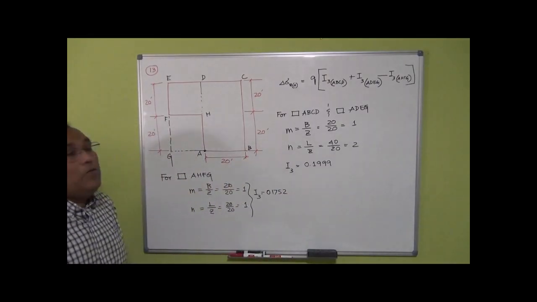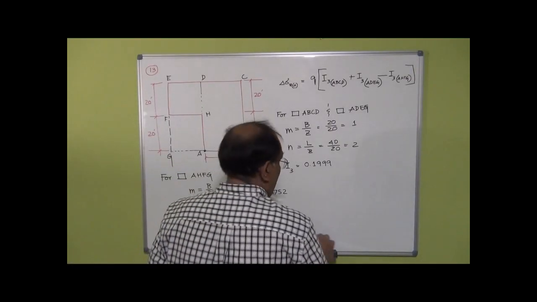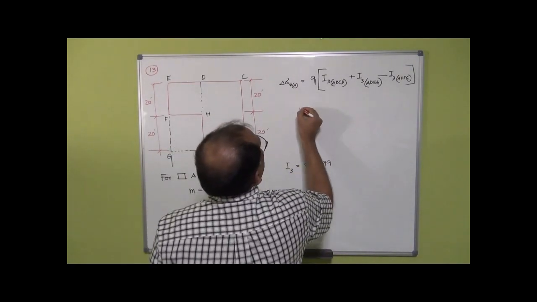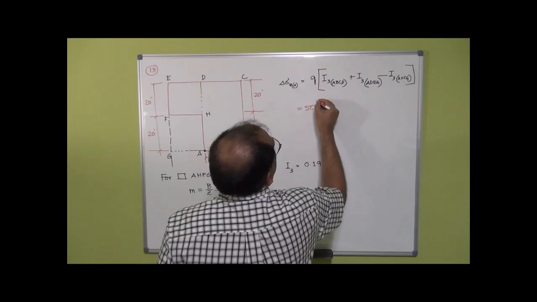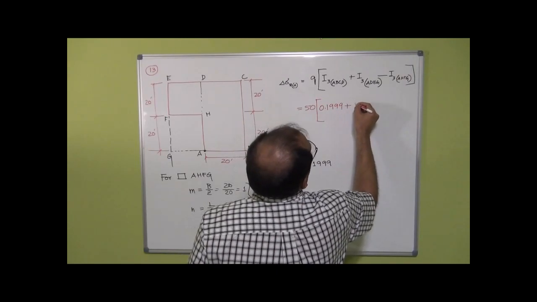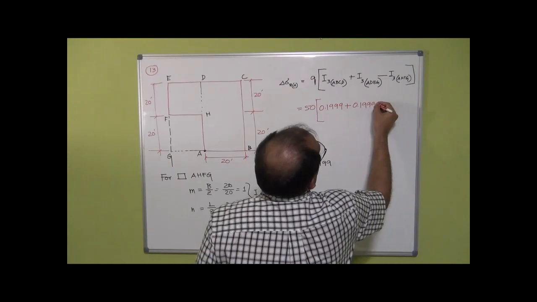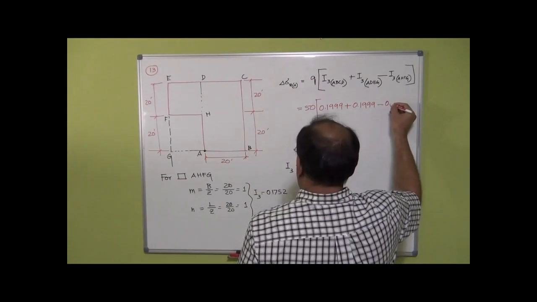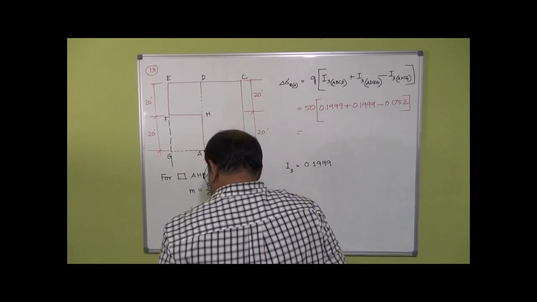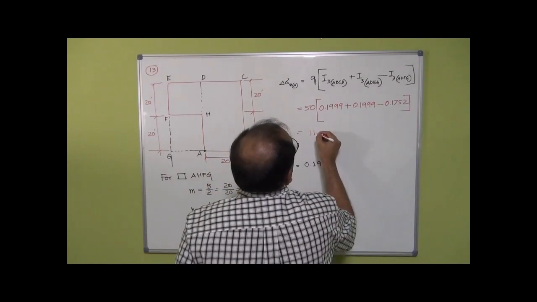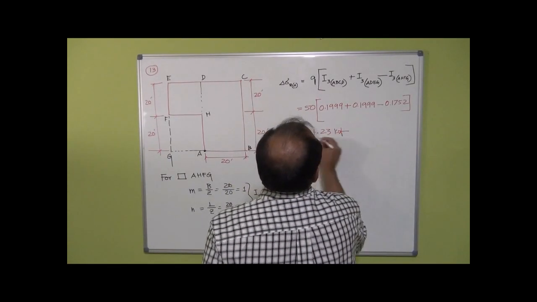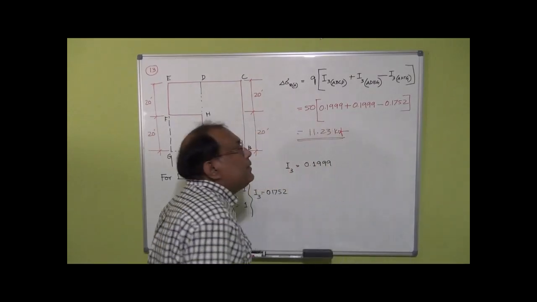Okay, now if you plug those values into this equation, you can see this one is 50, 0.1999 plus 0.1999 minus 0.1752. So your answer is 11.23 KSF. Okay.